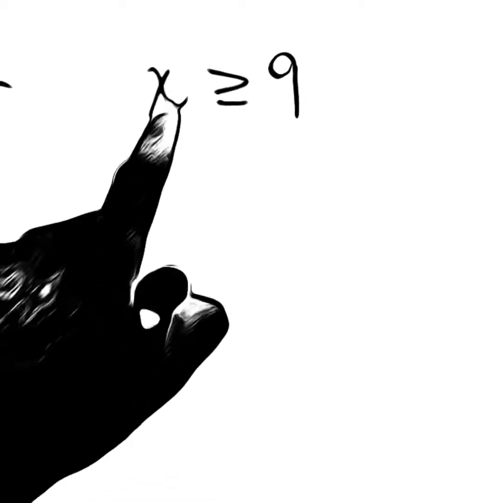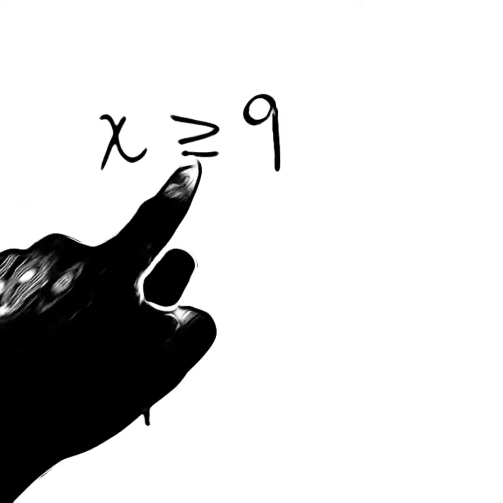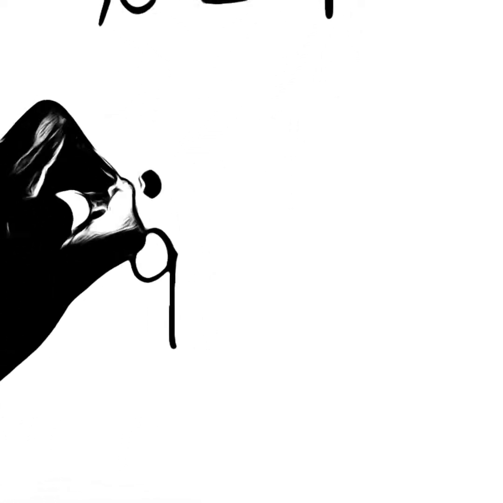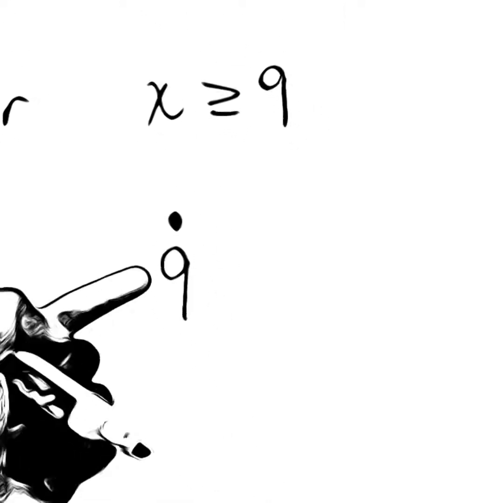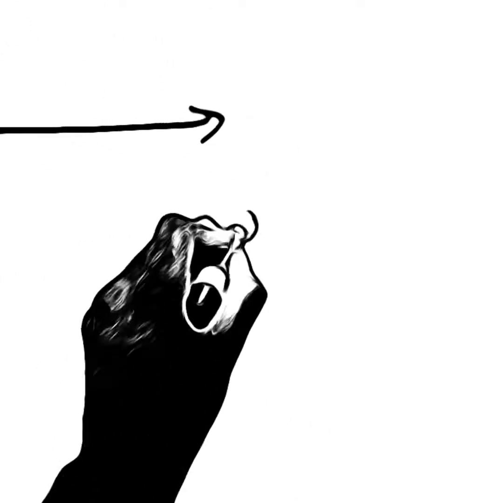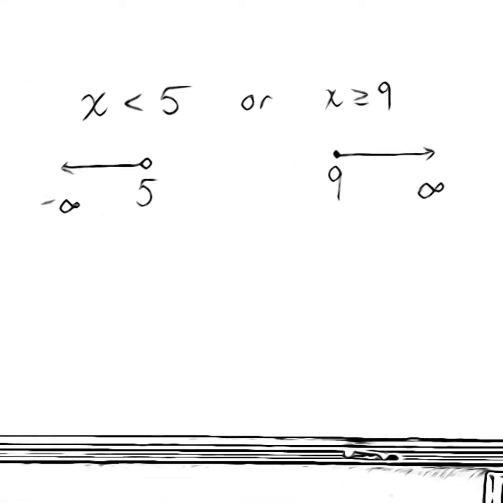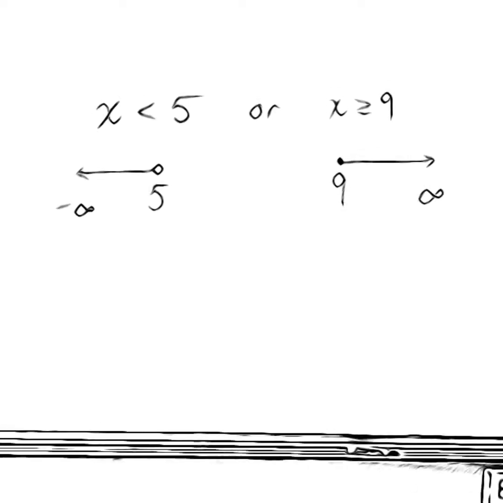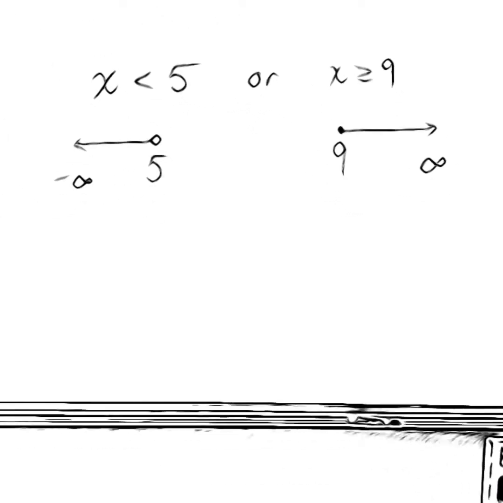Over here, X is greater than or equal to 9. That means I must write my 9 there, but because of this symbol, I have to close my dot. But everything greater than or equal to 9 is in that direction. And I don't stop. So that is a positive infinity. Your inequalities are on the top. Your number line is now on the bottom.